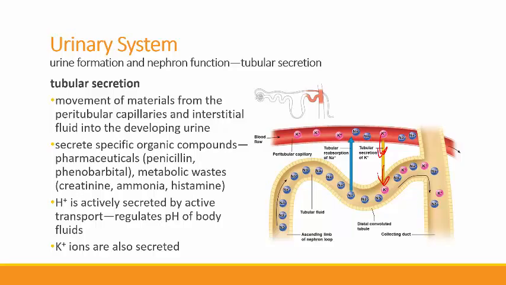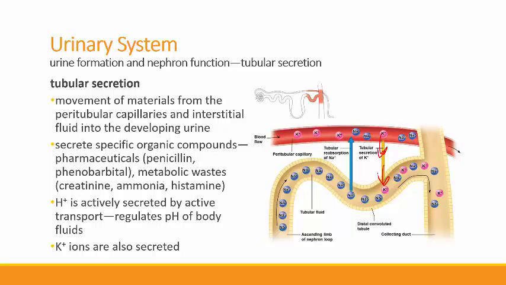phenobarbital, and other pharmaceuticals will wind up in the urine, as well as a lot of metabolic waste, things like creatinine, ammonia, histamine, uric acid, urea. All these things can be secreted into the developing urine.